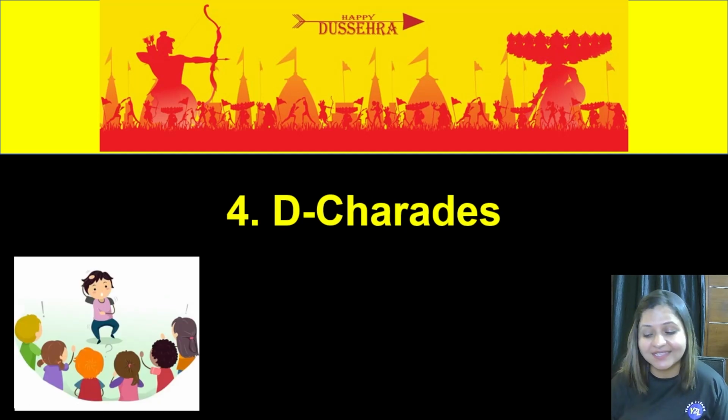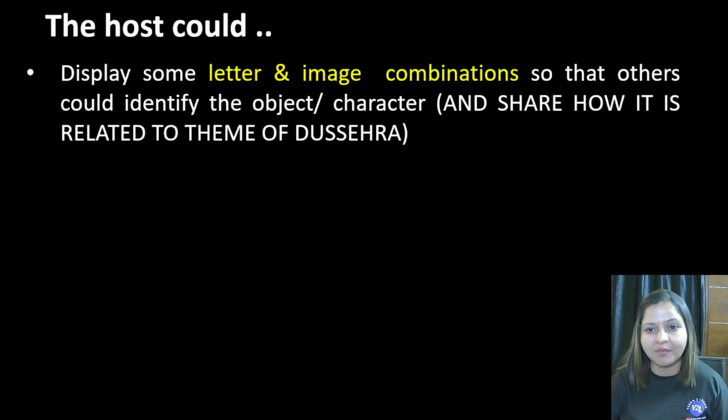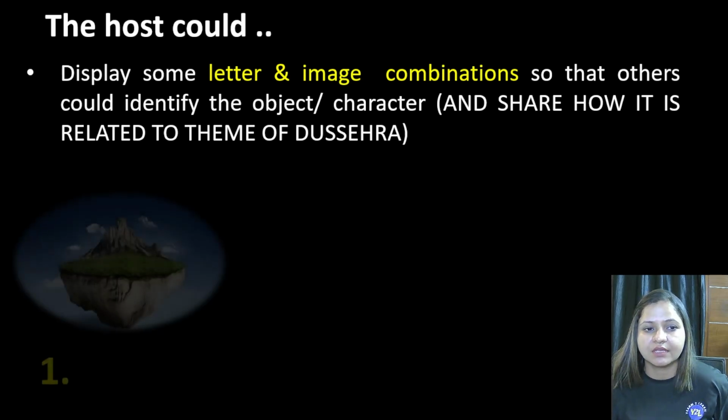So let's move to the fourth one. This is D-Charades. D-Charades doesn't mean dumb charades. This means Dussehra charades. So how? The host could display some letter and image combinations so that others could identify the object or character and share how it is related to the theme of Dussehra. Now actually these objects or characters are not from Ramayana, but they may remind you of something that was there in Ramayana. So you need to think about it, or if you're doing it with others, they need to tell you what the significance of this object or thing is.